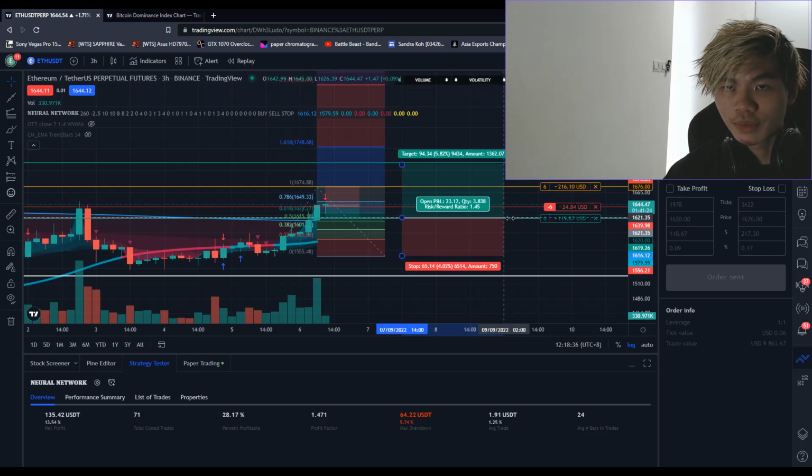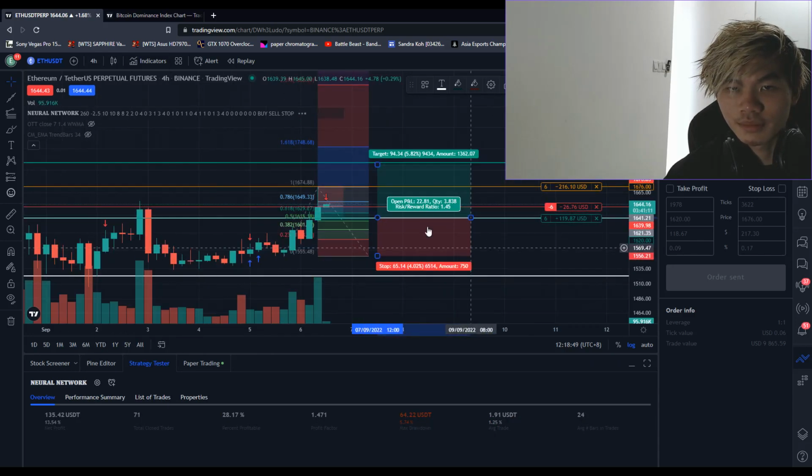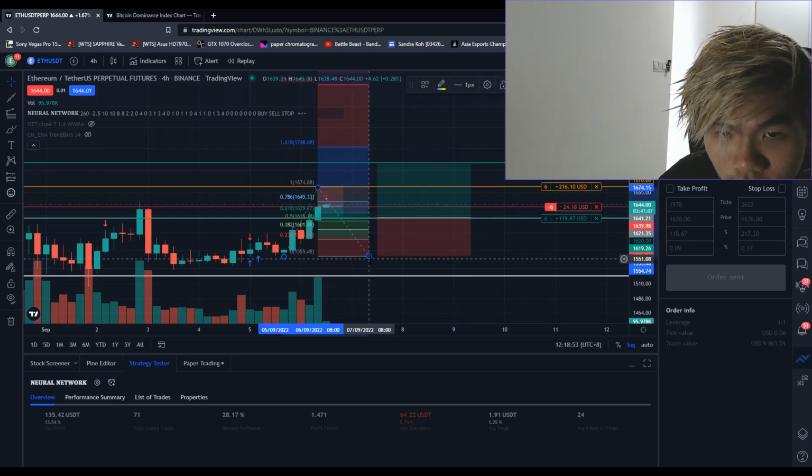So I'll have a 1.45 risk reward ratio, which is quite okay. And I would like this to play out. Oh, I've just realized I'm now on 3 hours. But yeah, this should be the same still.